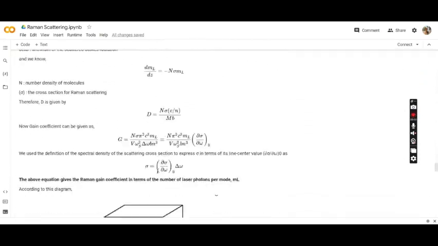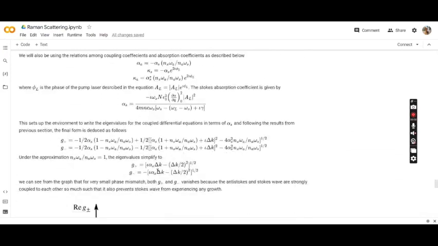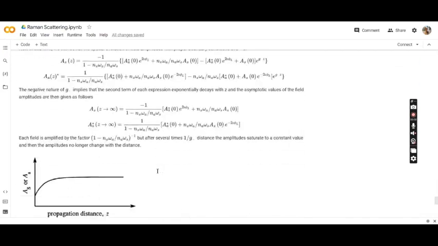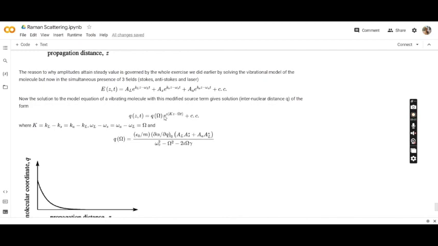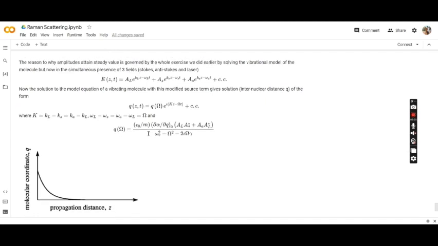and again, doing the same analysis as before in solving that equation, we substitute a sample solution. This q(z,t) is equal to q(Ω) into e^{i(Kz − Ωt)} plus the complex conjugate, where big K is defined as K_L minus K_S, or K_A minus K_L, and big Ω is defined as ω_L minus ω_S or ω_A minus ω_L. And this coefficient q(Ω) is this big thing, which we get from substituting it into the differential equation.